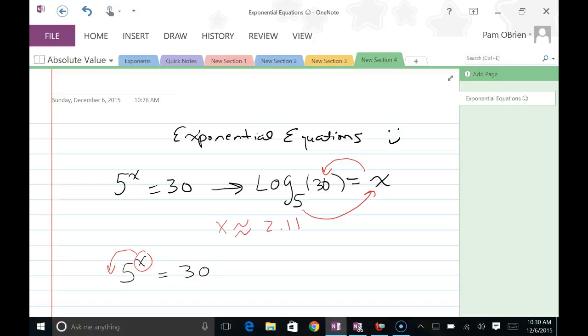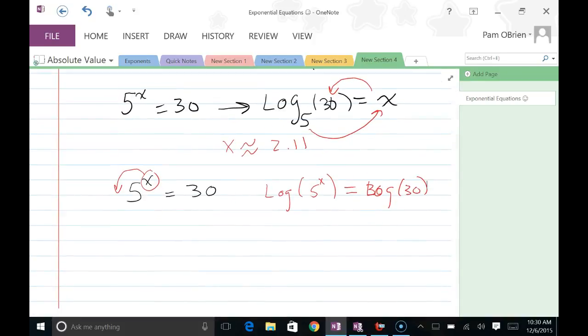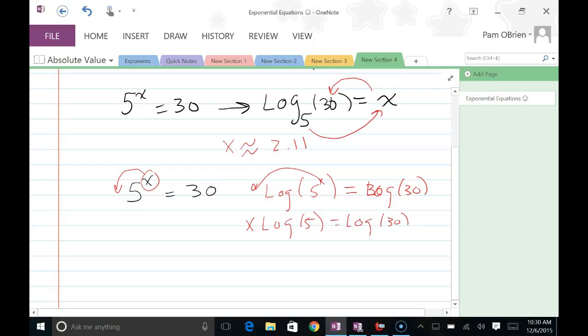So if I do that, I'm going to get the log of 5 to the x equals log of 30. At this point, the x can be moved to the front, and we're going to have x log of 5 equals log of 30. Now when we divide, we're going to get log of 30 over log of 5 is approximately x.